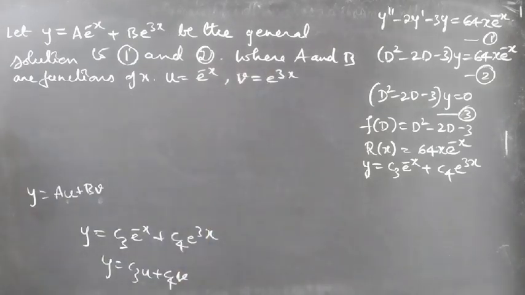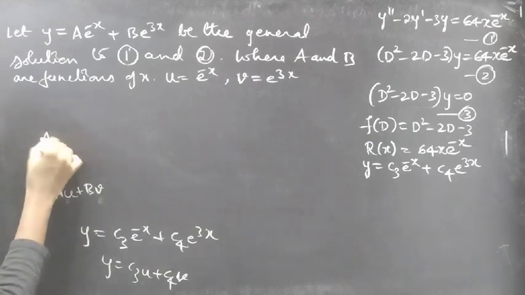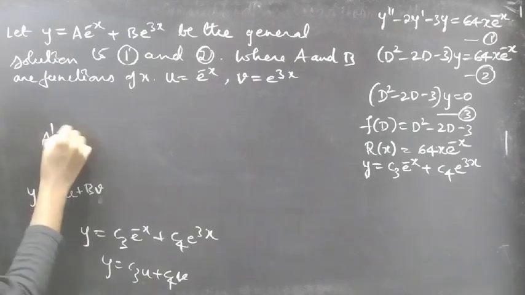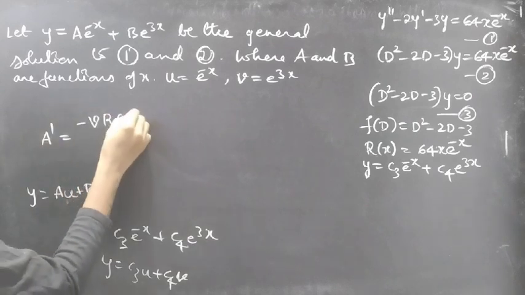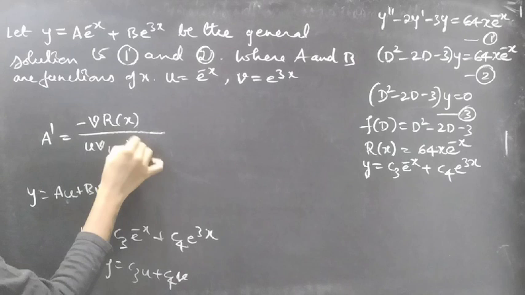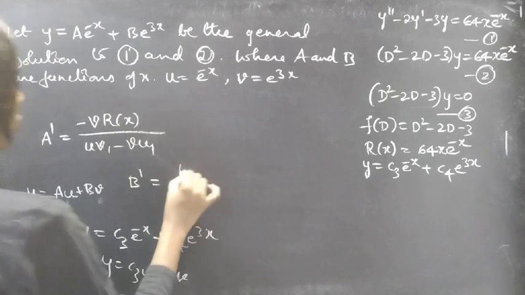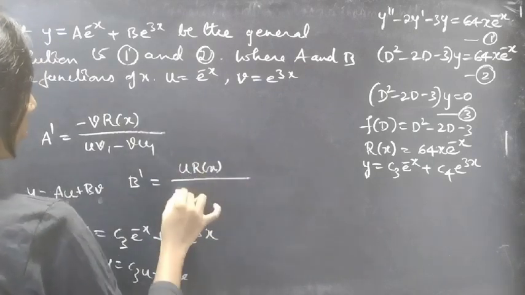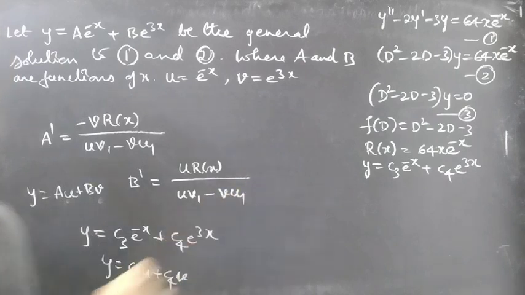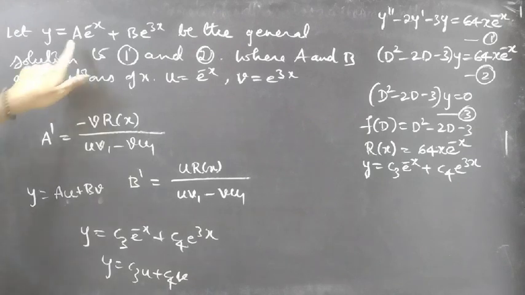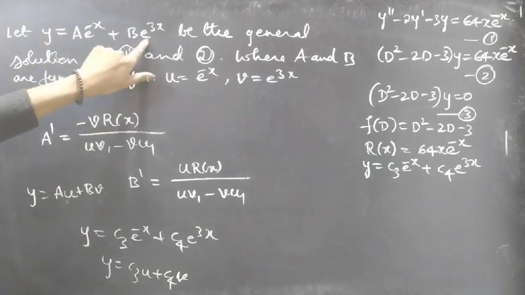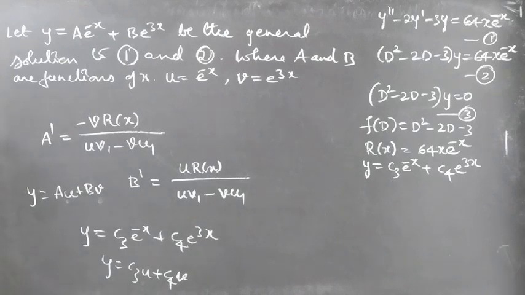And here we are going to find a and b using some formulae. We'll get a from a dash equals minus v into r of x by u v1 minus u1 v, and b dash is given by u into r of x by u v1 minus u1 v. If you notice, we have u v1 minus u1 v in both the formulae, so we'll begin with u v1 minus u1 v, and later we'll find a dash, b dash, and finally we'll substitute a, b in y equal to a e power minus x plus b e power 3x to find the general solution to our problem, right?